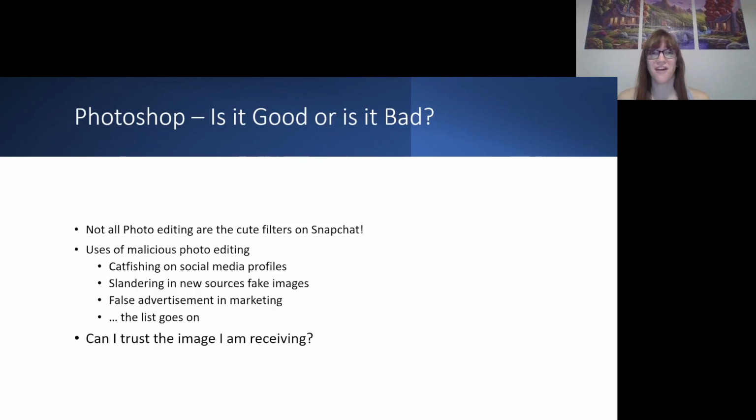You can modify images using filters, removing acne, adding in a friend who didn't make it for the picture, for the event, lots of different positive things. But there's also malicious things that Photoshop can be used for. It can be used for catfishing on social media profiles. It can be used for slandering in news sources. It can be used for false advertising on marketing, different things online like Amazon. You might see an image of an object which does not match what you receive. So the question is, can I trust the image I'm receiving?